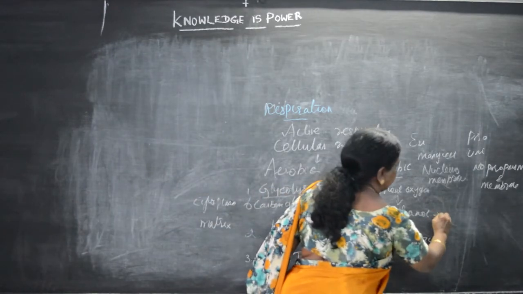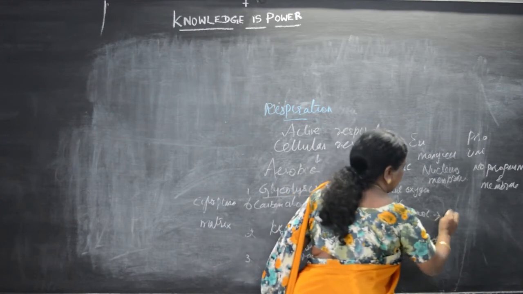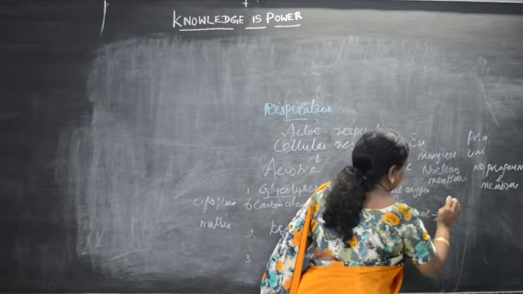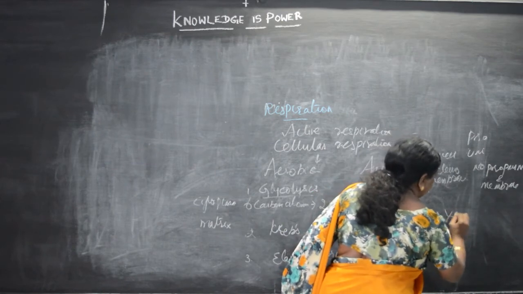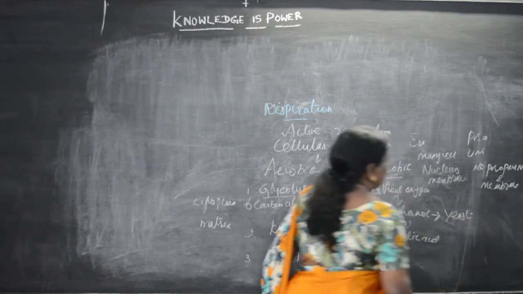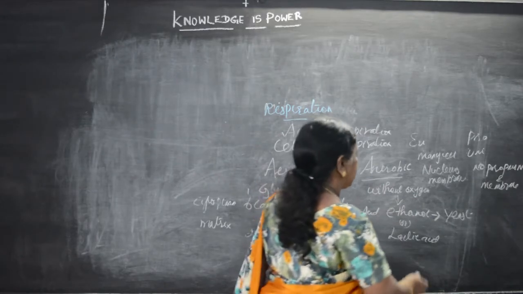Ethanol is produced by yeast. Glucose is decomposed by yeast. This is known as fermentation.